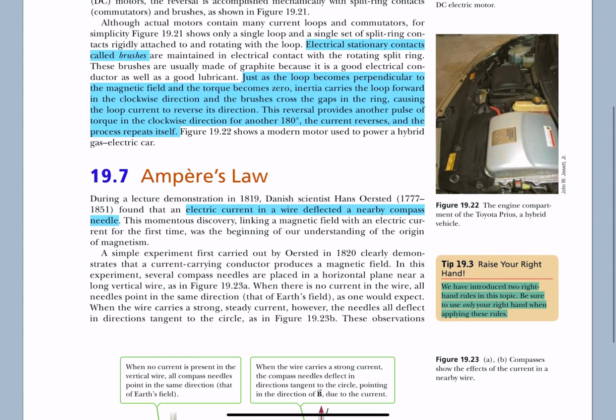Now, Ampere's law, 19.7, shows another phenomenon, and that is that if you have electric current going through a wire, lo and behold, you actually create a magnetic field. Not a magnetic field that was already there, but you're inventing or creating this magnetic field from scratch.